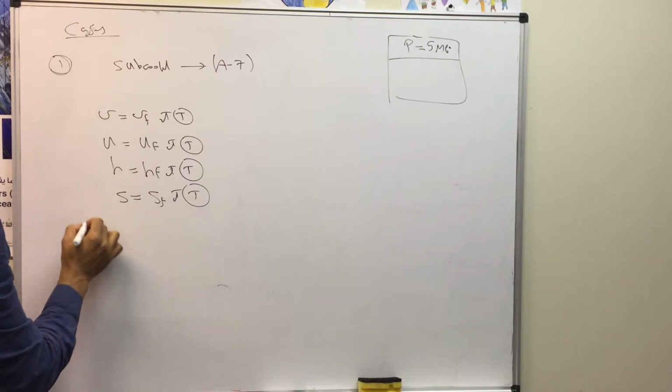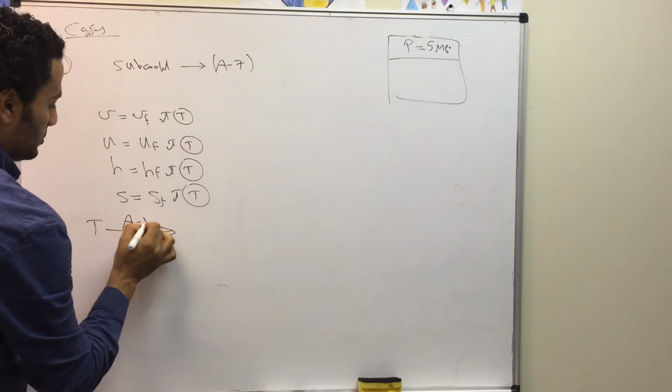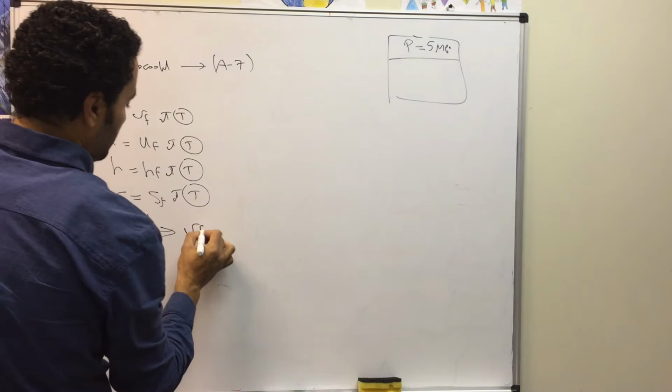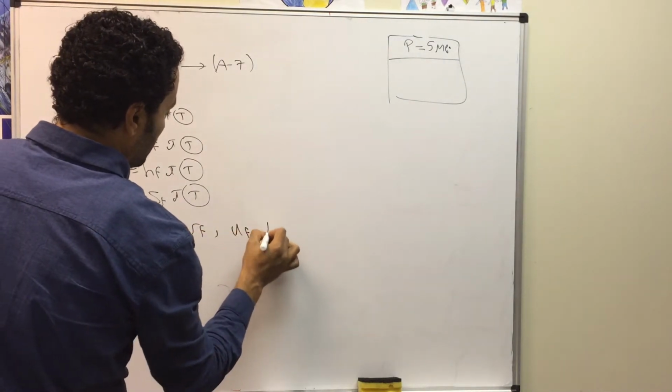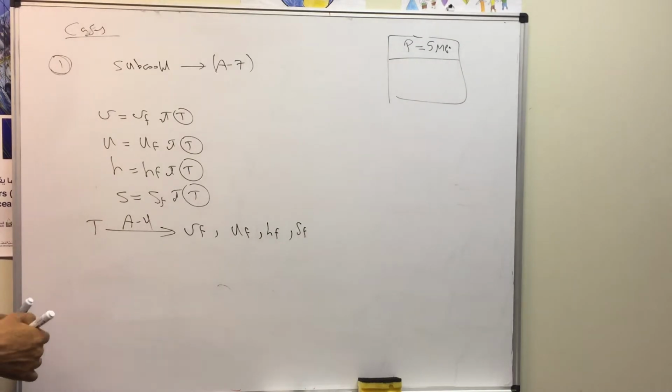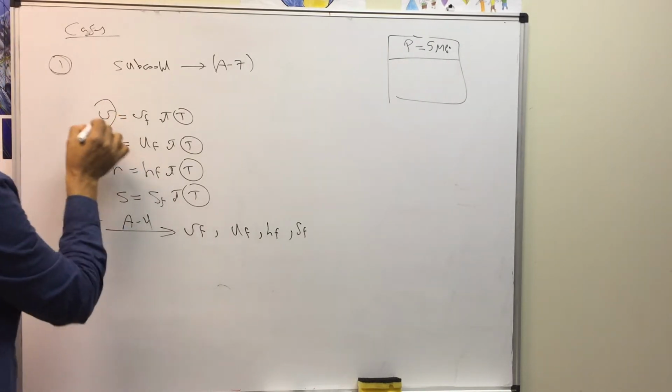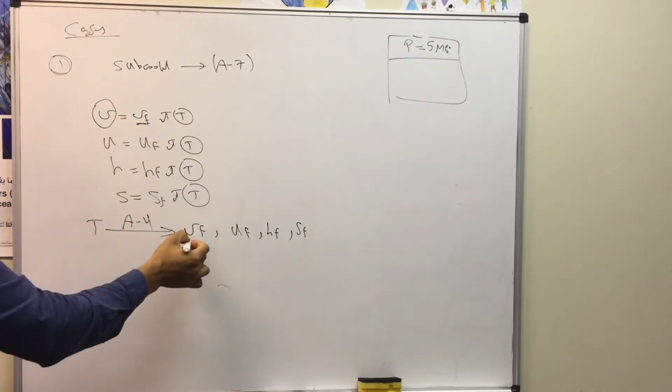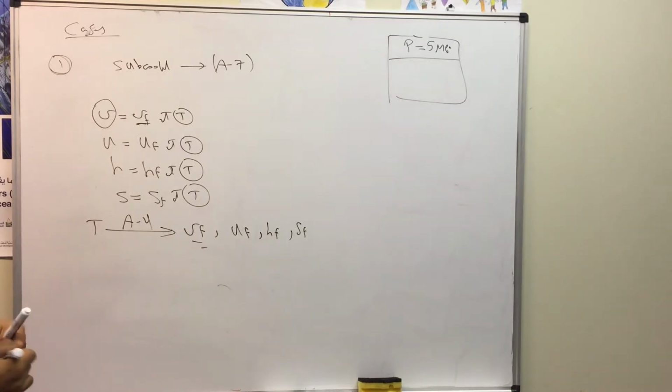So at this given temperature, you can just go to table A4 and get v_f, u_f, h_f, s_f. All of these properties we can get, and then we can say the total specific volume is equal to this v_f at the given temperature, and like this we can also calculate the other properties based on this assumption.